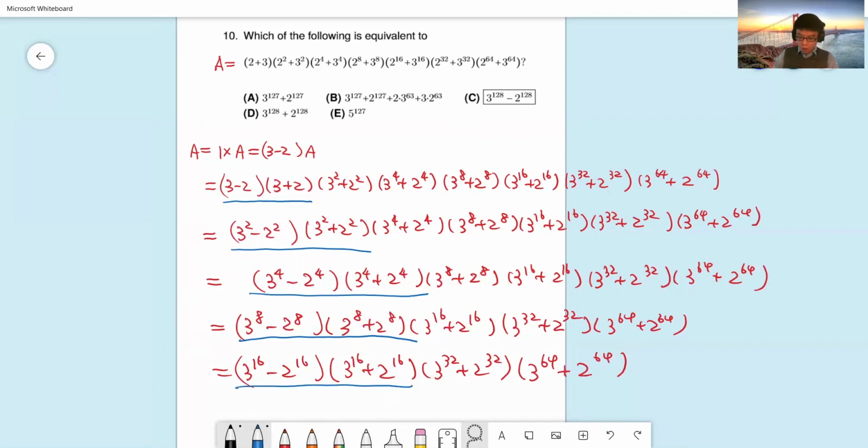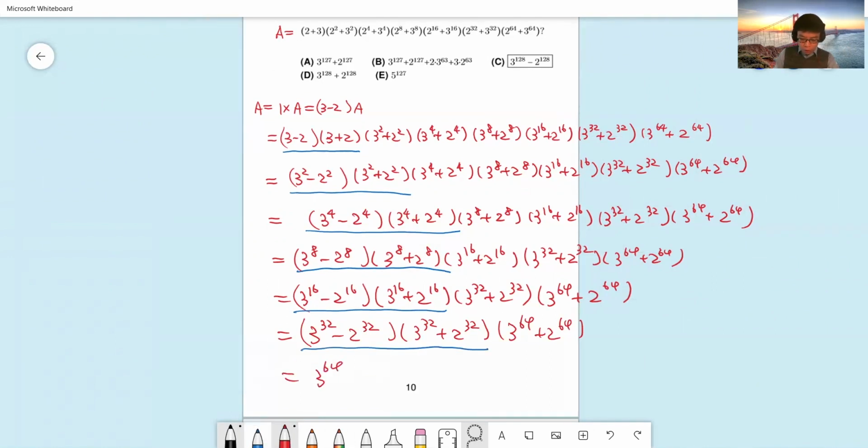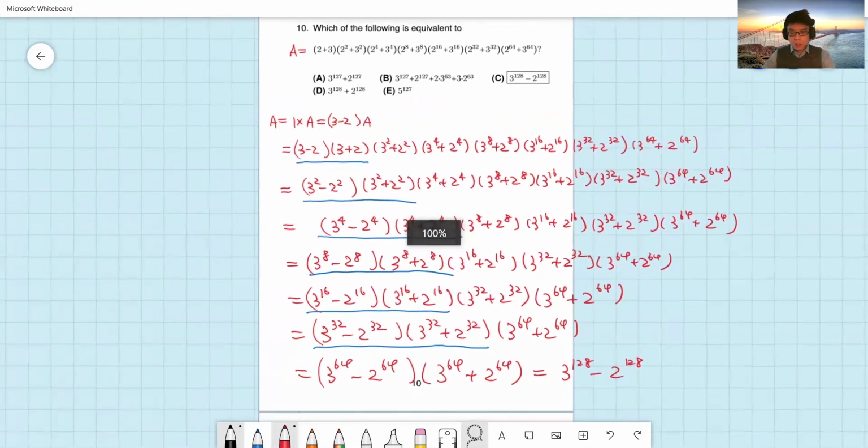So one more here. We got 3 to the 32nd minus 2 to the 32nd, times 3 to the 64th plus 2 to the 64th. And one more, we get the next term equals 3 to the 64th minus 2 to the 64th. And the last multiplication here gives us the answer, 3 to the 128th minus 2 to the 128th. So the answer to this problem is C.